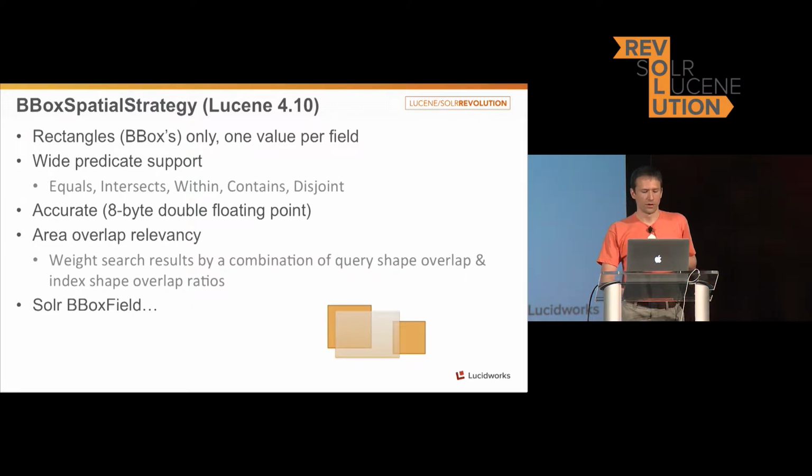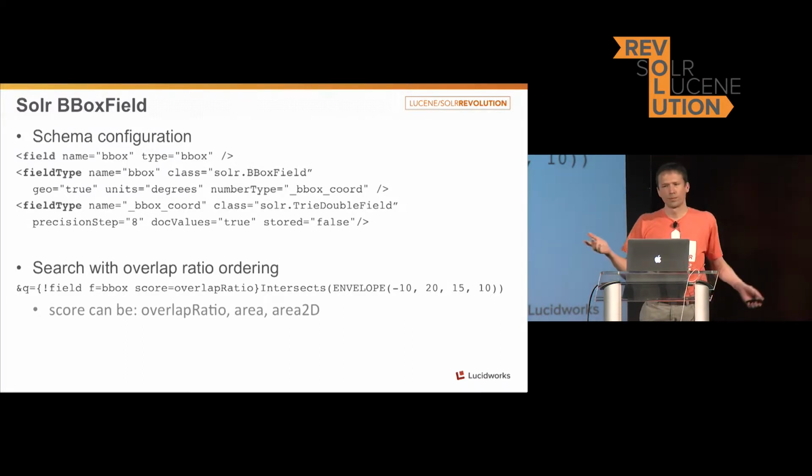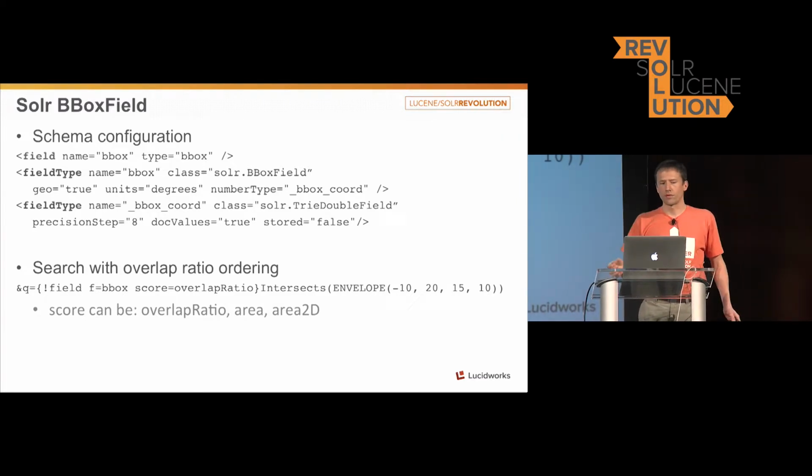And that's in Solr as well as BBoxField. Here's the schema set up to use it. It's very easy to use. You generally use doc values with it, and you can use the standard bounding box syntax if you want. But if you want the other predicates like contains or within, then you would use the syntax down here. And this is where you get the overlap ratio choice. You also have a couple other ones too. Like if you simply want the indexed area ordered, you could do that.